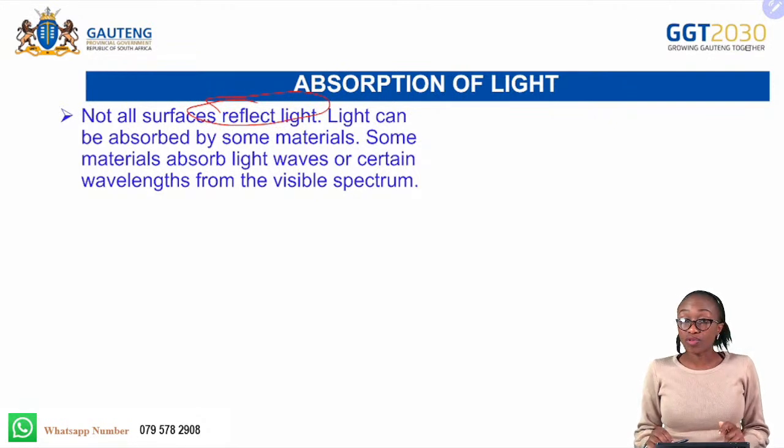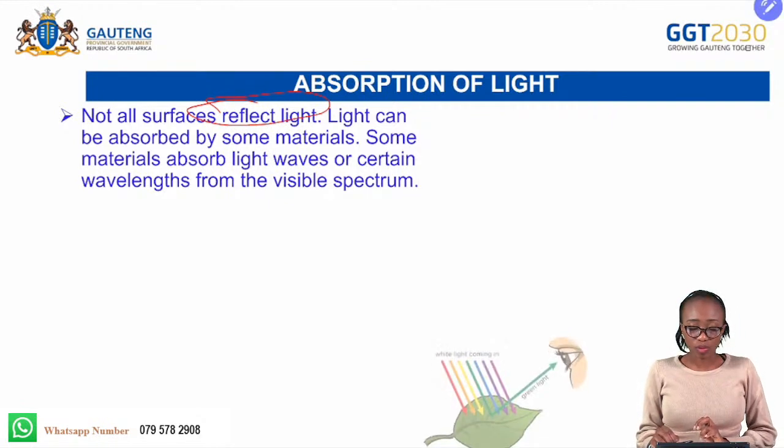Light can be absorbed by some materials, and some materials absorb certain wavelengths from the visible spectrum. So not all of them are able to absorb light waves.